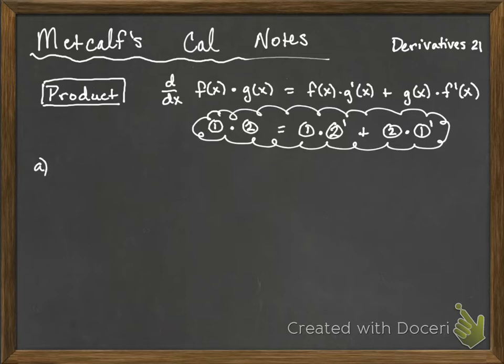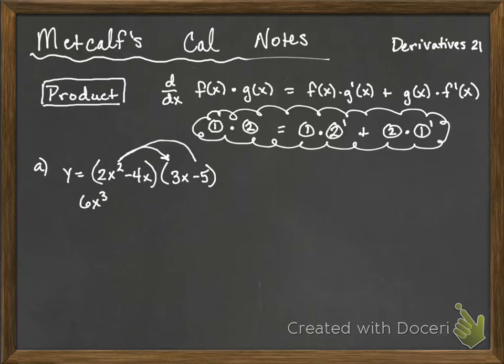So let's look at the very first one. We want to find y prime if y is equal to 2x squared minus 4x times 3x minus 5. Without the product rule, what we would have to do is what we were doing yesterday, where we would actually have to FOIL this out. So that would be 6x to the third, minus 10x squared, minus 12x squared, plus 20. And this is without the product rule.